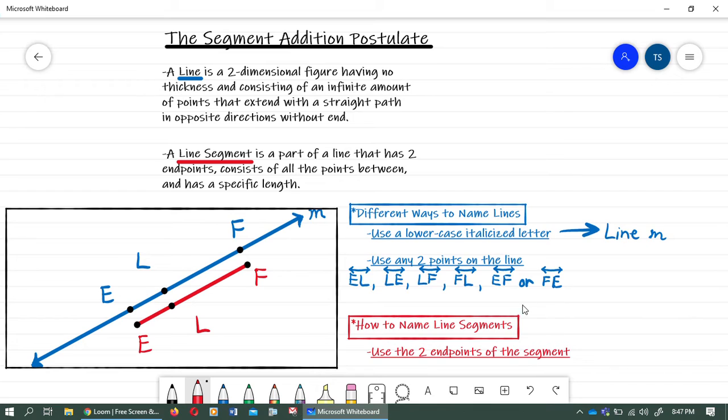Again, folks, when you are using 2 points, any 2 points on a line, and using that little symbol written on top of that to name a line, guys, you don't have to put the 2 points in any specific order. So again, there are 6 different ways you can name that blue line just based on using any 2 points. You can name it line EL. You can also name it line LE. You can name it line LF. You can name it line FL. You can name it line EF, or you can name it line FE.